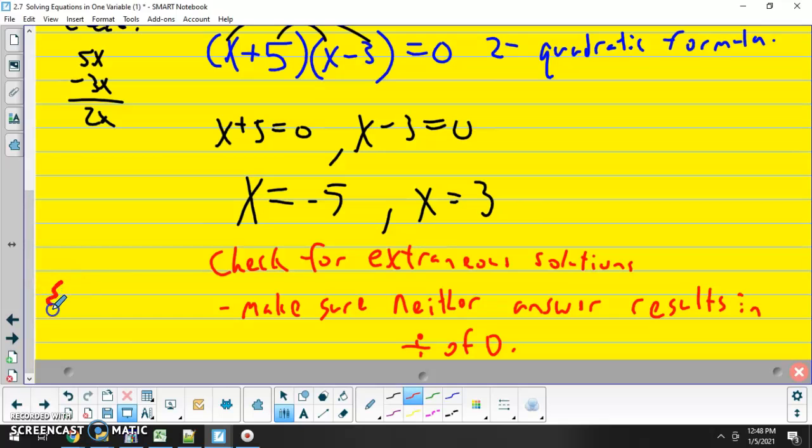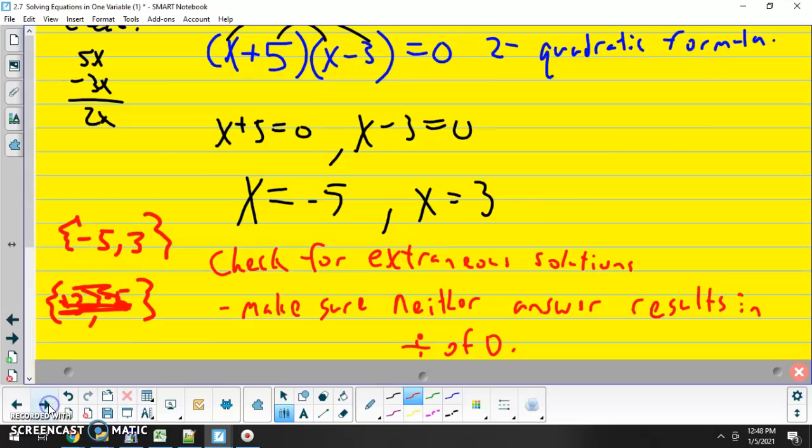So a lot of times you'll see the solution set written like this with the numbers in it. Oops, that's positive 3. Usually solution sets are written in increasing order. So negative 5, 3 would be your solution set.